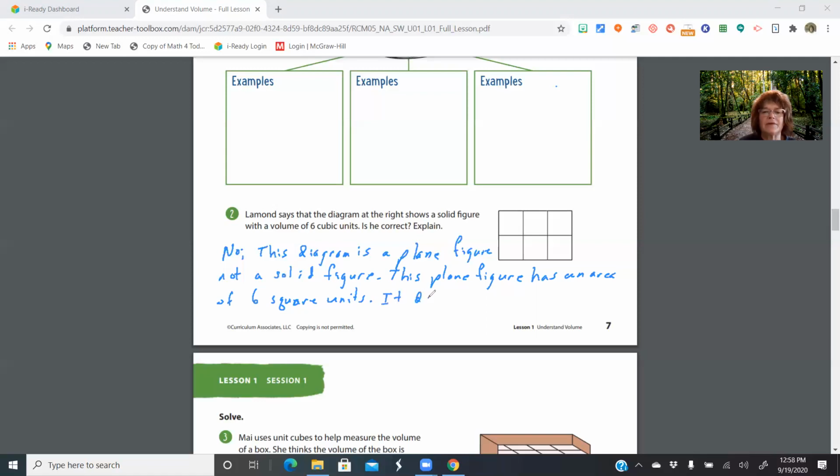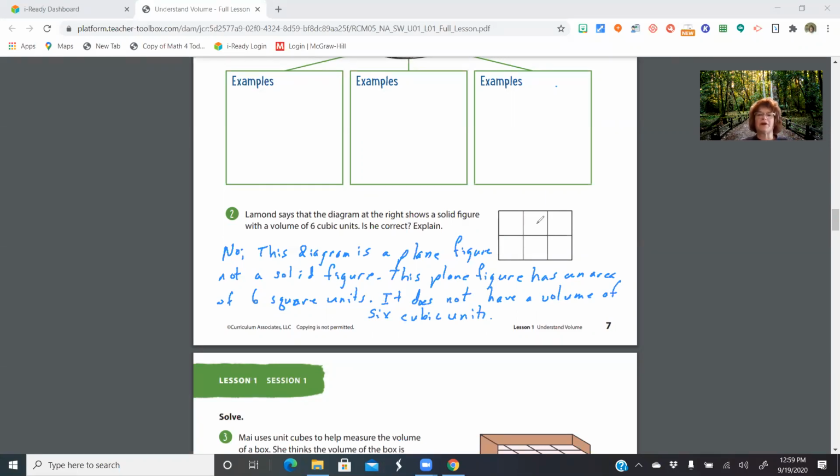It does not, spelled does wrong. It does not have a volume of 6 cubic units. So this is not a cubic unit. This is a square unit. So the answer is no.